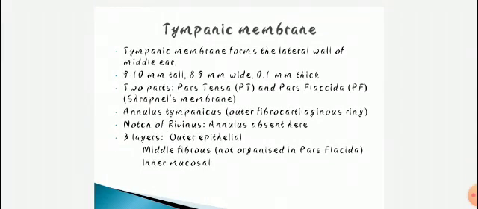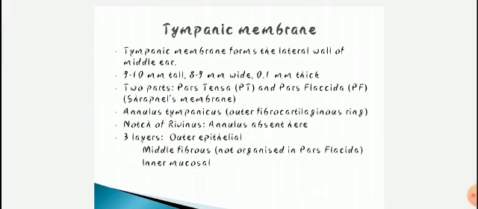Now let us learn something about tympanic membrane. It forms the lateral wall of middle ear. It is having two parts, pars tensa and pars flaccida. It also has annulus tympanicus, also known as fibrocartilaginous ring in which TM sits, and it has got three layers as studied earlier.